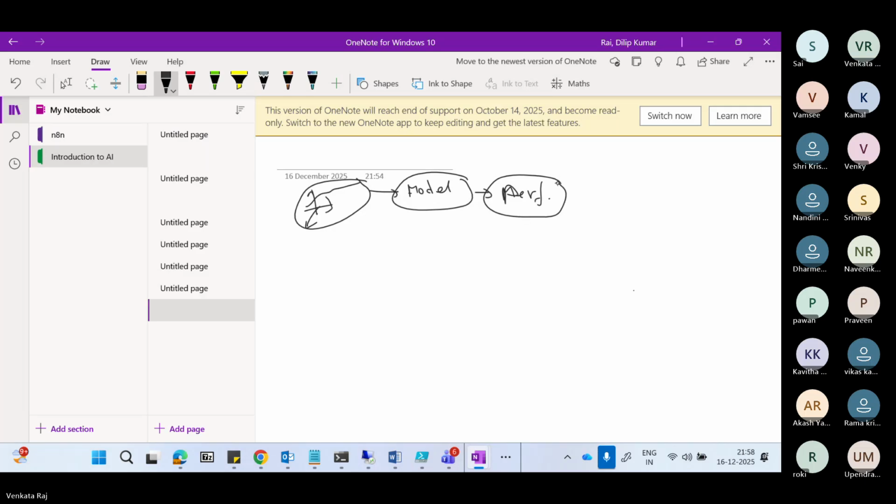But when you are using an AI agent, most of the AI agents right now are based on deep learning also. So there is one more thing, which is deep learning versus machine learning.